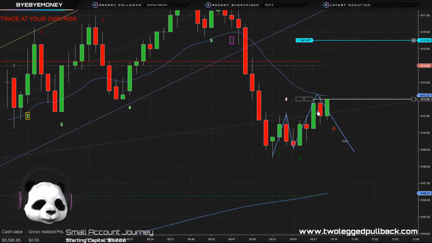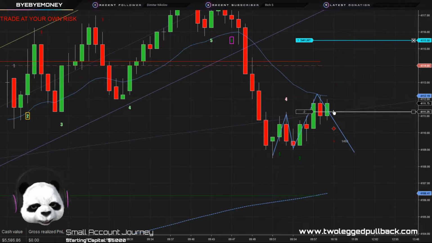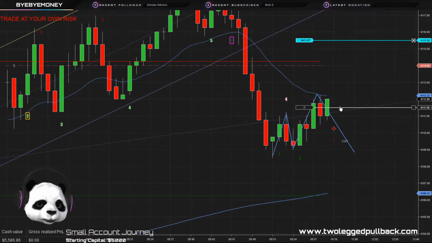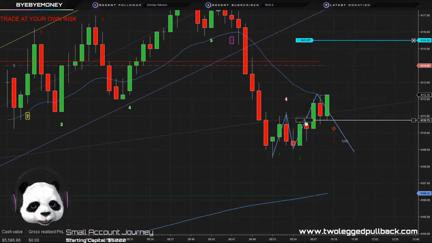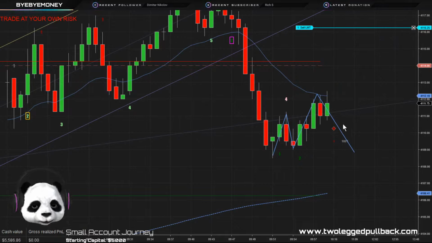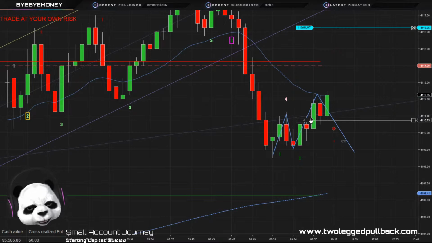Two-legged pullback. If this pullback here happens to have 4 or 5 bars, then there's less and less chance that the two-legged pullback will be successful. Okay, so a retest again and a failure to break out again. And by the way, my 1 to 4 risk ratio is typically the max risk I will take on any trade.